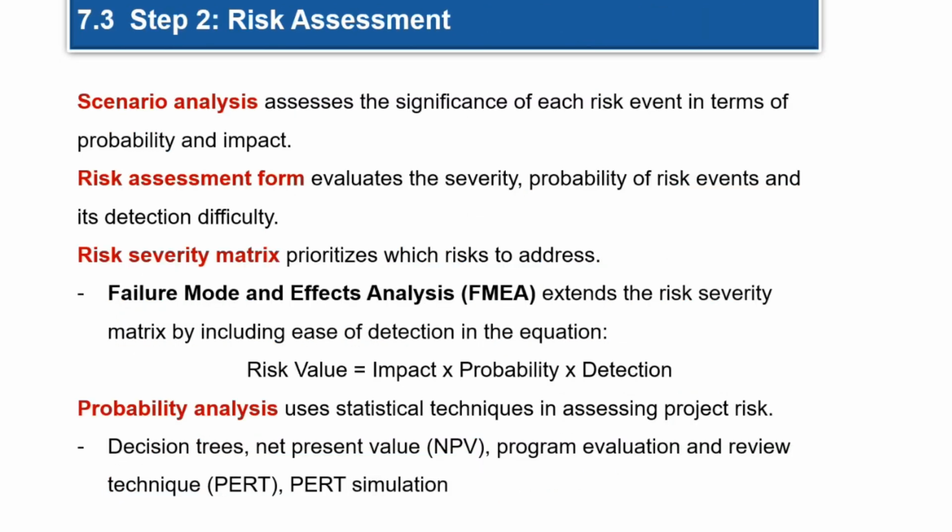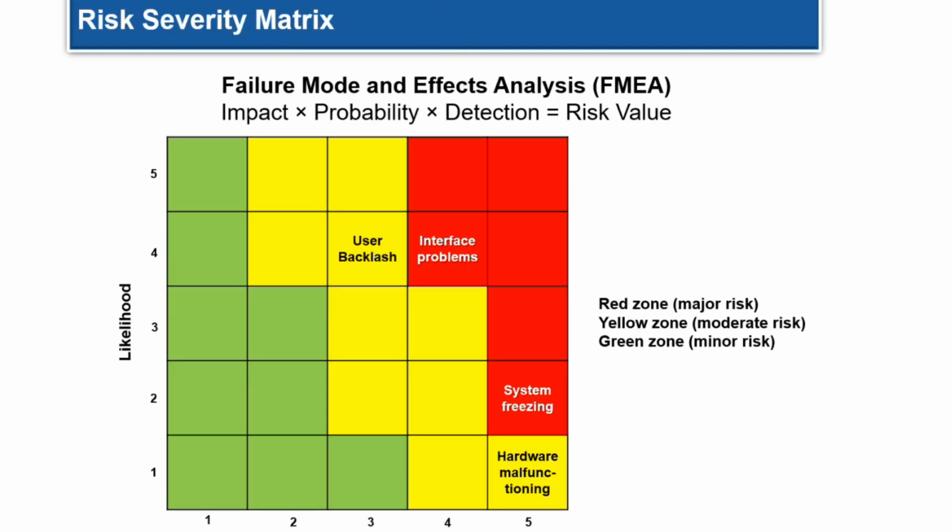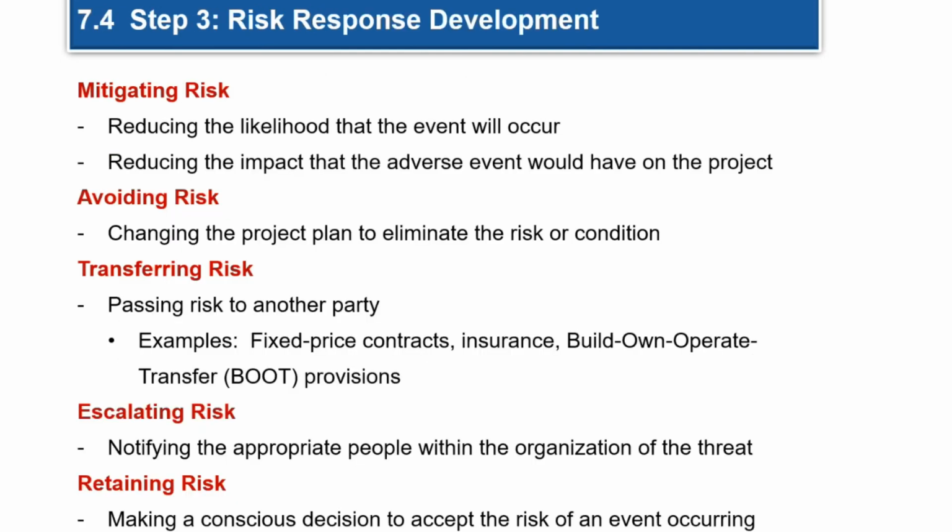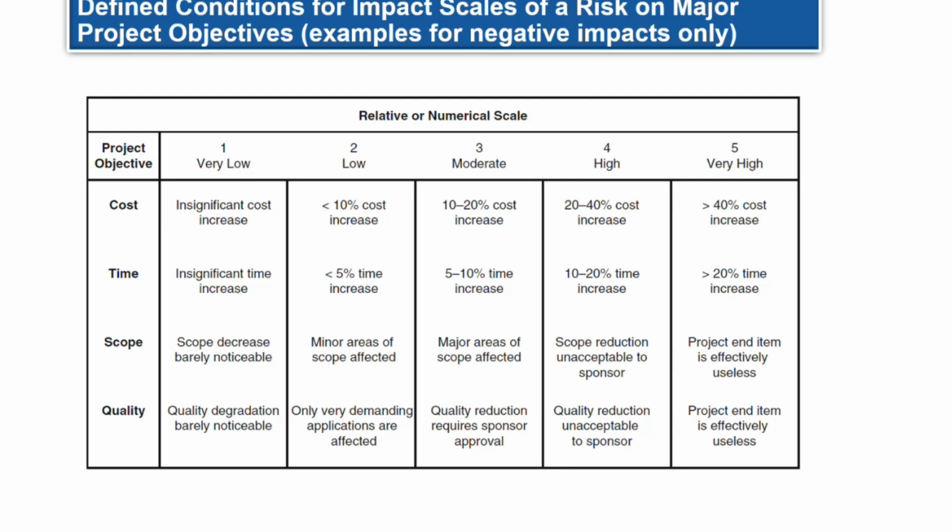Step 2, risk assessment. There are some techniques within this section, something called a scenario analysis, for example. So maybe some risks are not very likely to happen or do not deserve attention. For some risks, you could run real modeling and see what is going to happen in a real life situation, the probability of those things happening. So we're in defined conditions for impact scales. Okay, this is a chart.